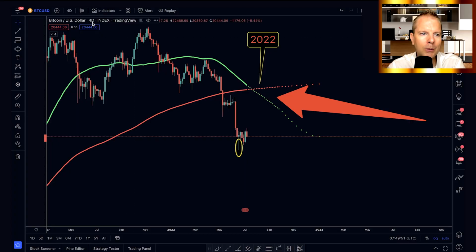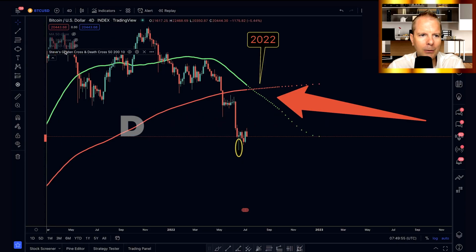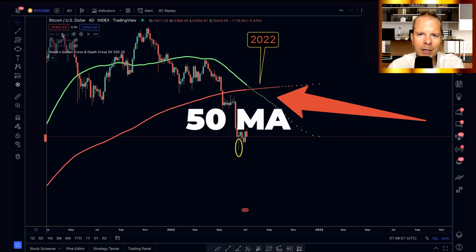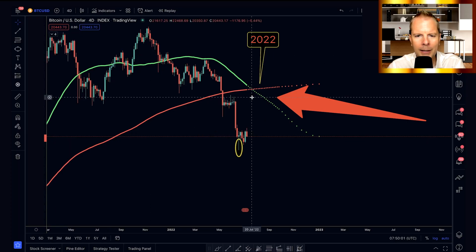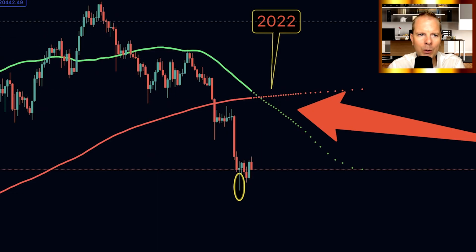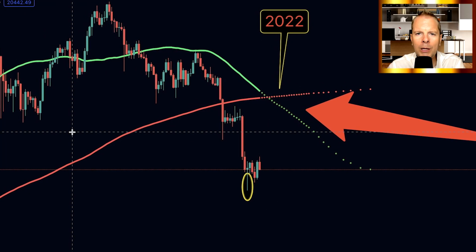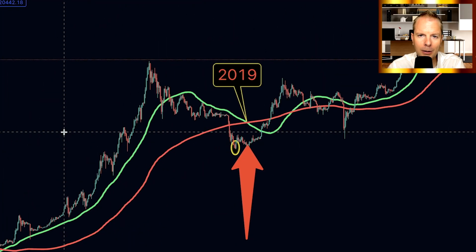And that's where this step 2 comes in. What you're going to do is pull up Bitcoin on the 4-day chart, and you're going to have the death cross. Okay, so you're going to have the 50 MA and the 200 MA, and you're going to put that on the chart here. And when the 50 crosses the 200, it does so on the 4-day chart only when we've already reached our bottom. That's why this is our confirmation.